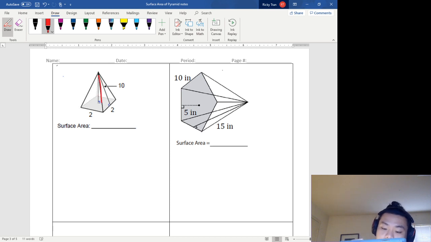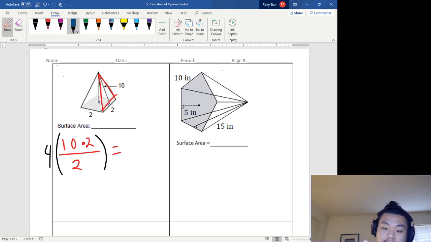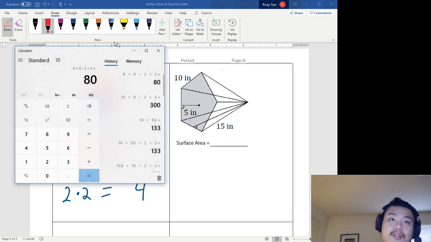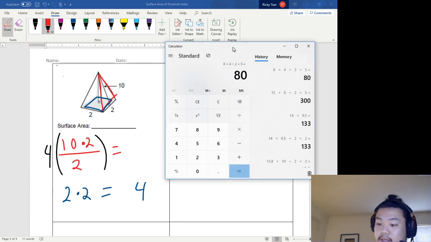All right, again, this one is a square pyramid. Again, nice and easy. We just have our triangle here, our main triangle, which is going to be 10 times 2 divided by 2 times 4. All right. And then we have our bottom square, which is just 2 times 2. That's just going to be 4. And then here it should be 40 because it's just 10 times 2 divided by 2 times 4, 40.